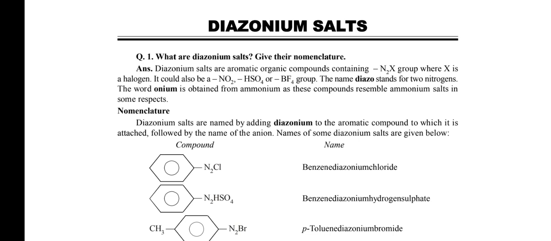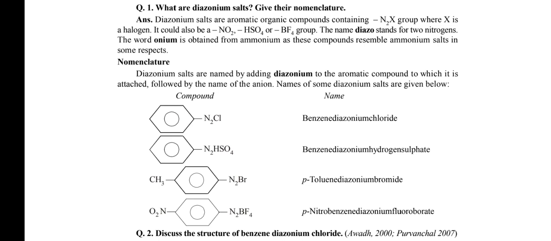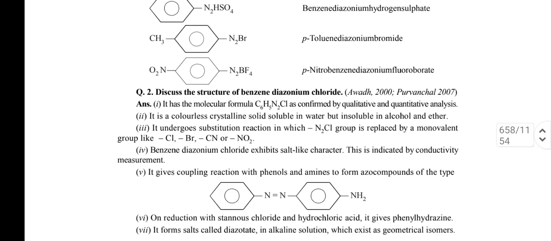Nomenclature. Diazonium salts are named by adding diazonium to the aromatic compound to which it is attached, followed by the name of the anion. Names of some diazonium salts are given below. Benzene diazonium chloride, benzene diazonium hydrogen sulfate, para-toluene benzene diazonium bromide, para-nitrobenzene diazonium fluoroborate.